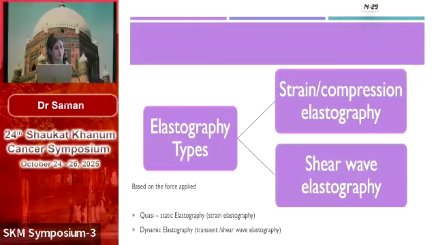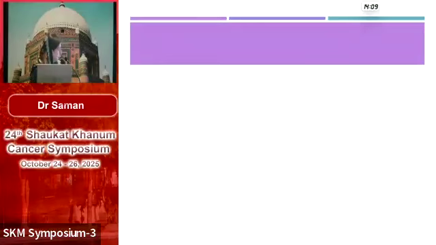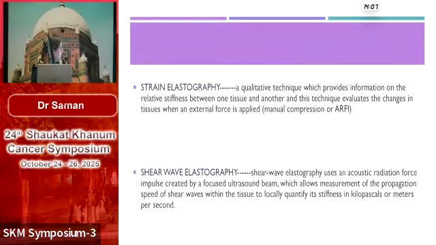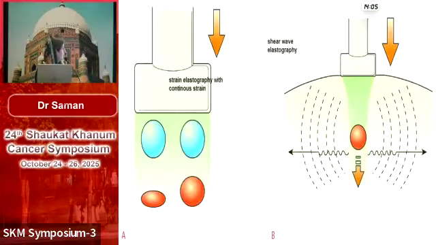Now, elastography is of two types. One is strain or compression elastography, and the other is shear wave elastography. The name indicates that strain elastography or compression elastography has something to do with strain or compression. And shear wave elastography basically measures the propagation speed of shear waves generated by specialized ultrasound beams, right? So I'll quickly go through how we perform these and how we differentiate them.